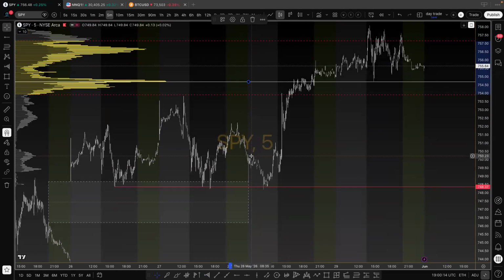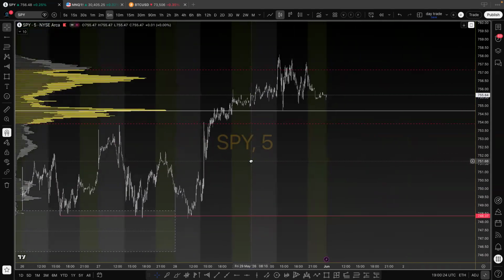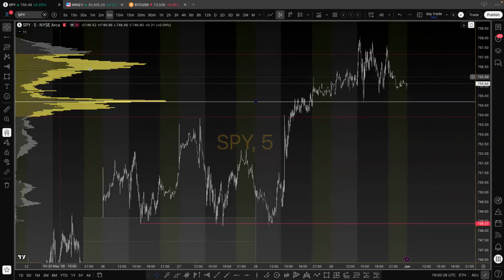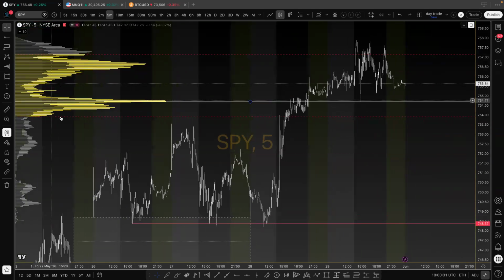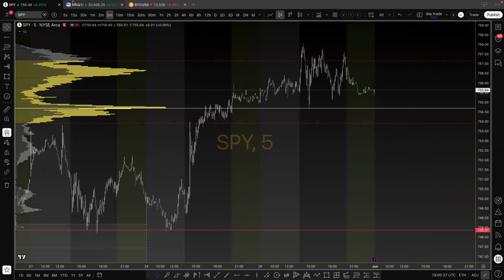But since I anchored it here on Thursday, now this volume profile is showing me Thursday and Friday all together, right? Does that make sense? For the anchored profile, you just decide where you want to start measuring, and that's it.